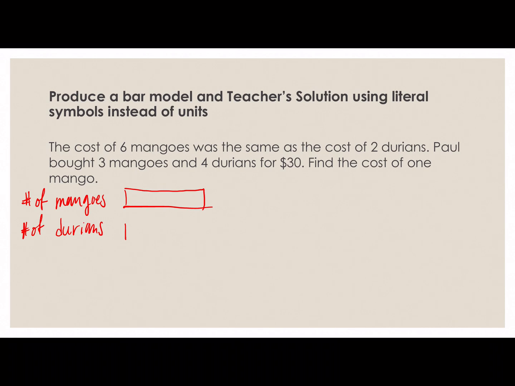We want 3 mangoes though. Okay, so let's divide this one into 3. Now, if I wanted to buy 6 mangoes and 2 durians, it would be twice this amount for mangoes. Okay, so I'm going to try and draw one in dashed lines. Even though I'm not using them, there's 6 mangoes there.